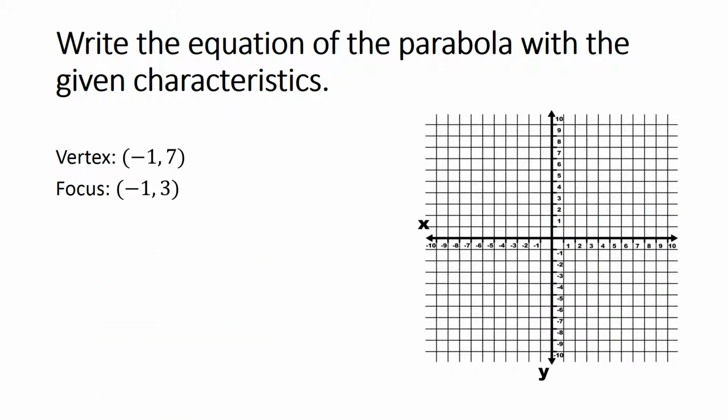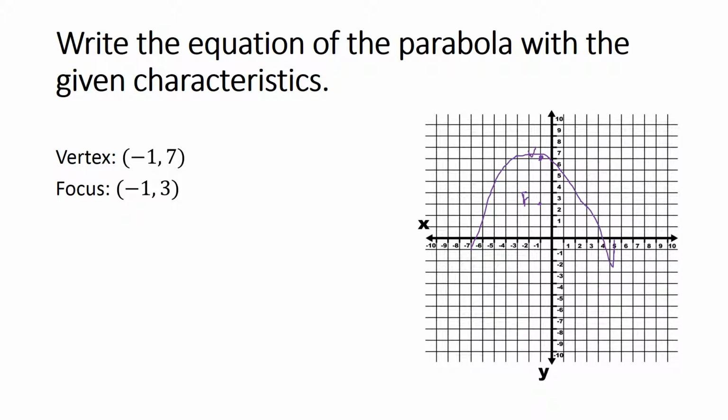Pause the video, and when you're ready to check your answer, press play. All right, to check your answer here, the vertex is at (-1, 7). And the focus point is at (-1, 3). Because the focus point is always inside of the parabola, that tells me that our function is pointing downward.